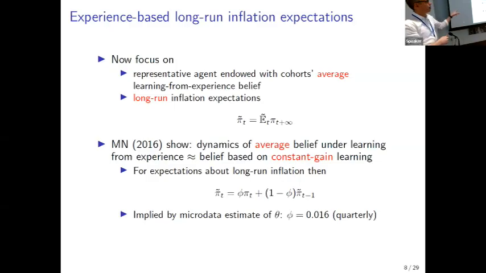It becomes a simple constant gain updating scheme, where basically you take the previous forecast of long-run inflation and you just form a weighted average with the most recent realized inflation rate. But the important thing is this phi there is pinned down by this theta parameter that we estimated in the microdata. And so again, as I said earlier, I'm going to keep this fixed at the microdata-implied value, which is 1.6% quarterly. Okay, so this is now going to be my expectations dynamics that I'm going to use in what I'm going to look at now.